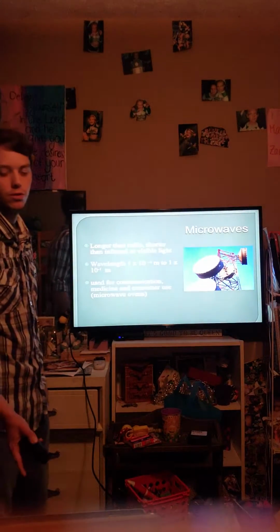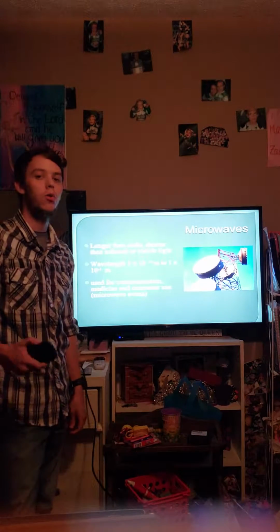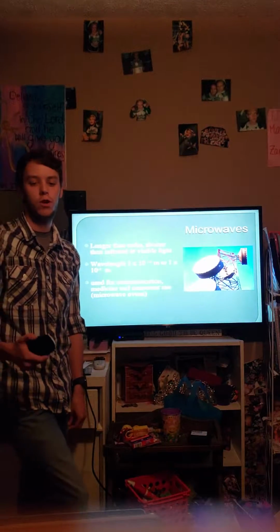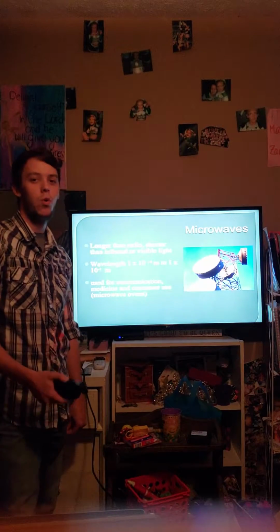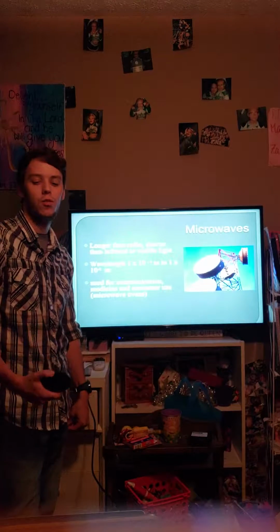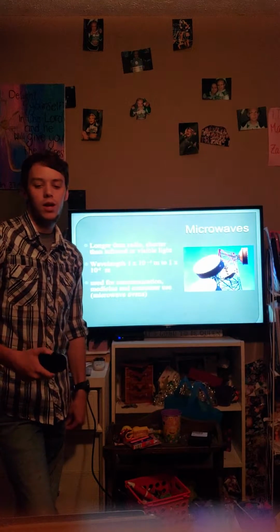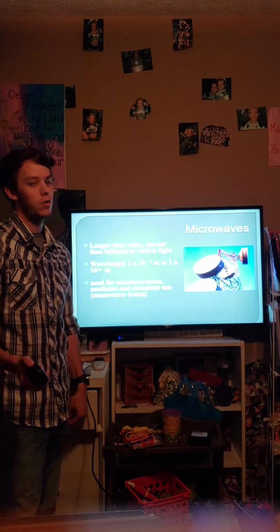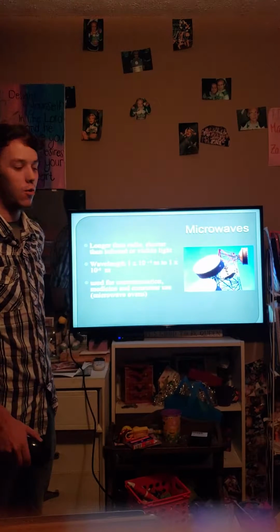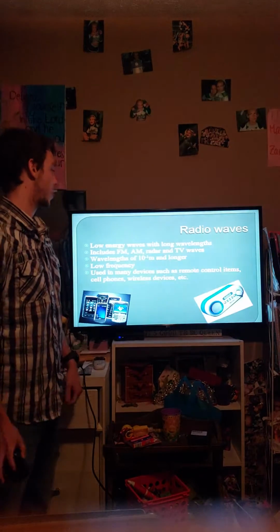Then I'm going to go over what they are and their formulas. So microwaves are longer than radio, shorter than infrared or visible light. Wavelengths are 1 times 10 to the negative 4 to 1 times 10 to the negative 1. They're used for communication, medicine, and consumer use, like microwave ovens, which I'm assuming all y'all have one at home, which is something that's beneficial with microwaves.